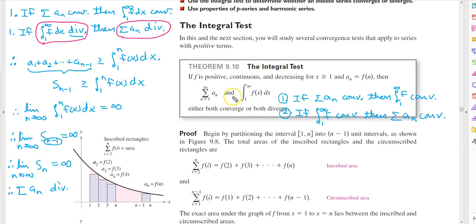Alright, and so that concludes the proof of the integral test. It's just a very interesting proof because, as we can see from the graphics, it all depends on how you draw your rectangles, whether you draw them under the graph of your function or above the graph of your function. So that concludes our lesson now on the integral test and the p-series test.